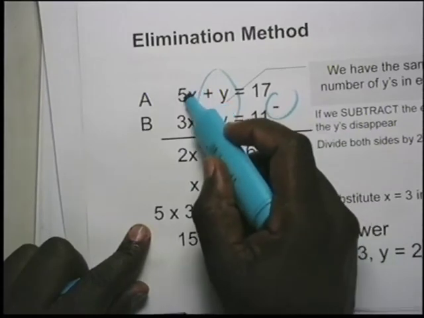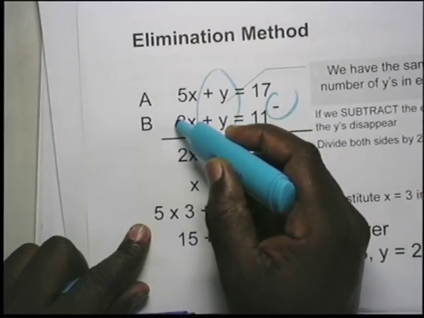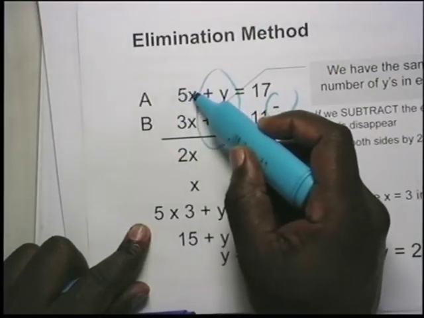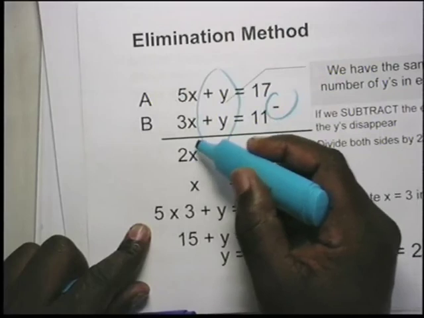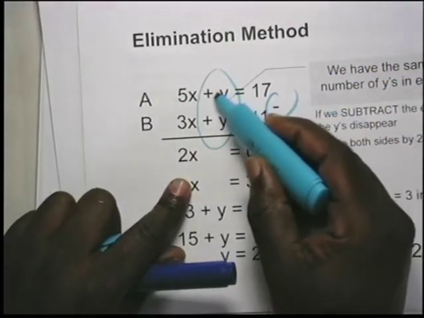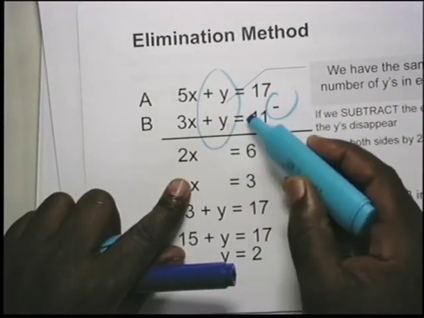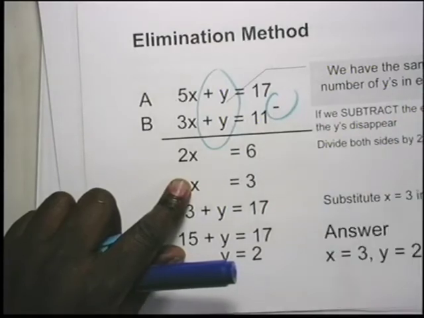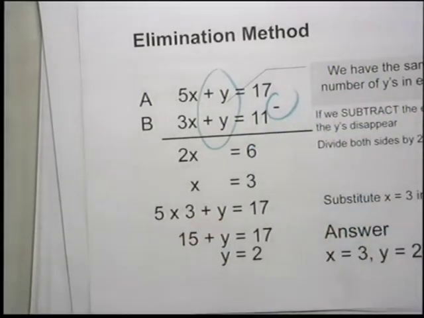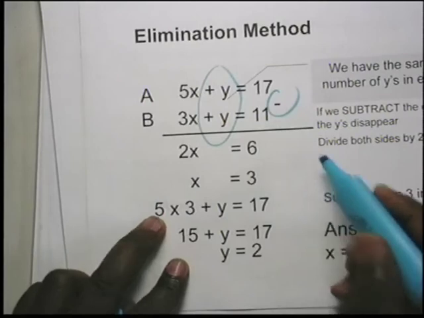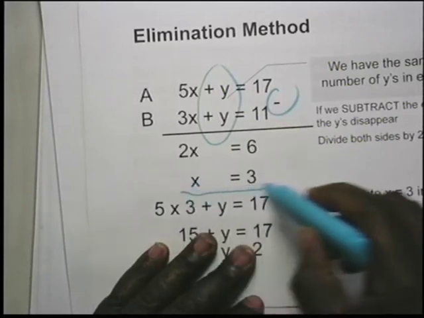So 5 minus 3, of course, every number we assume has a positive sign there. So plus 5 minus plus 3 is the same as 5x minus 3x. We get the 2x here. Then plus y minus plus y disappears because they cancel each other. Then 17 minus 11, we get 6. It's done. So 2x equals 6, which is the same as x equals 3. So this becomes our answer.